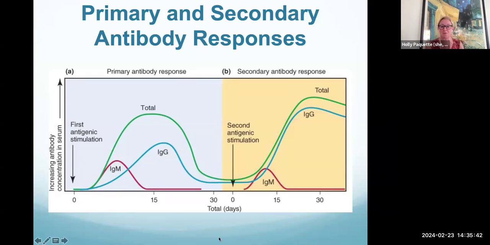So hopefully that explains why we think about that as so important: it has a memory for a specific antigen. And remember, we can mimic this with a vaccine by pretending that the vaccine is the primary antibody response, so that when you're exposed to it really the first time, it looks like a second time to your body. And we'll talk more about that in a few weeks.